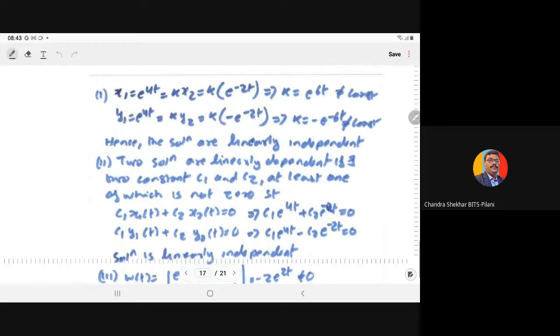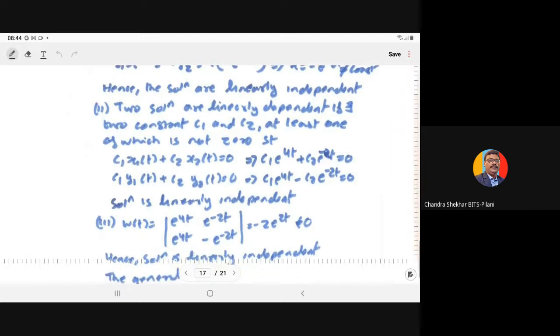Here you can see that x1 is equal to e to power 4t and x2 is equal to e to power minus 2t. They are not constant multiples of each other. y1 is equal to 4 e to power 4t and y2 is equal to minus e to power minus 2t. They are also not constant multiples of each other. Hence, they are not linearly dependent. They are linearly independent.